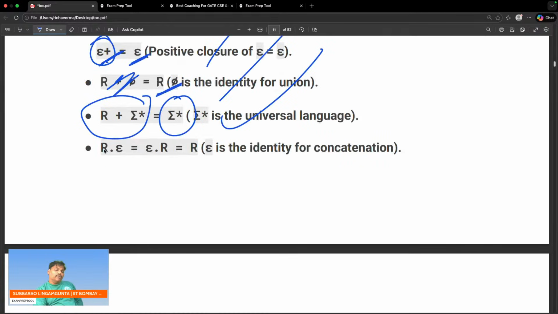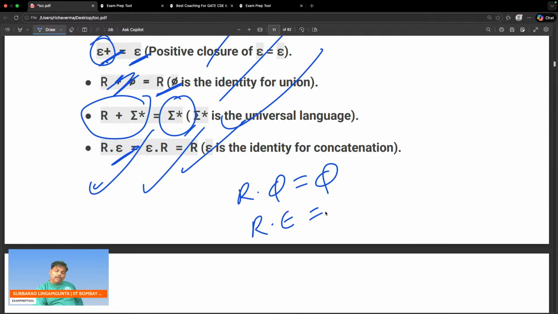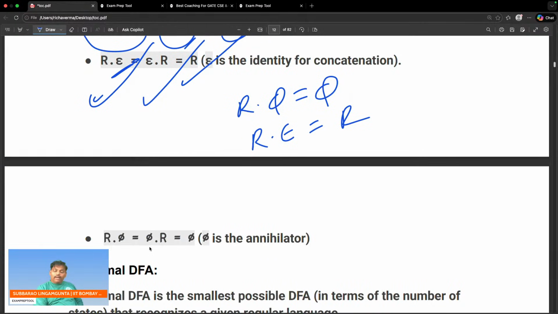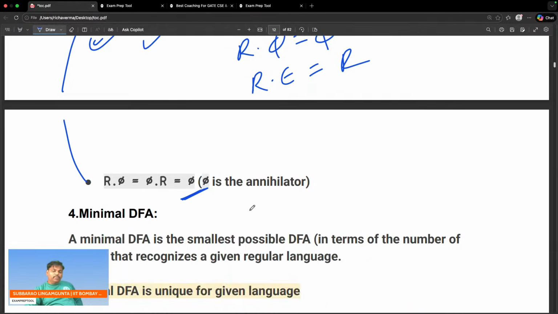Next one, R concatenation epsilon. Epsilon means nothing, so R concatenation nothing is going to be R only. This is the specialty of epsilon. Can you please remember this? R dot Φ is Φ, R dot epsilon is R. Can you handle this? R dot Φ or Φ dot R is Φ. If you can handle these two things, you've got the TOC subject. Epsilon is the one who will play the game in the whole TOC subject.